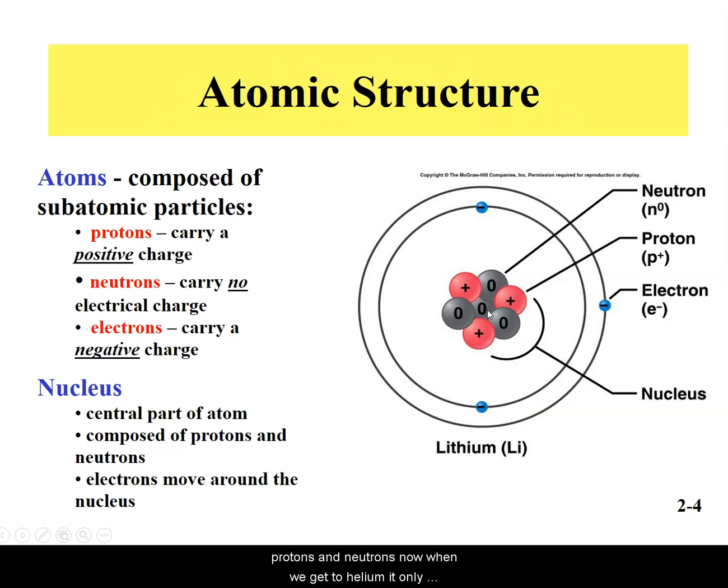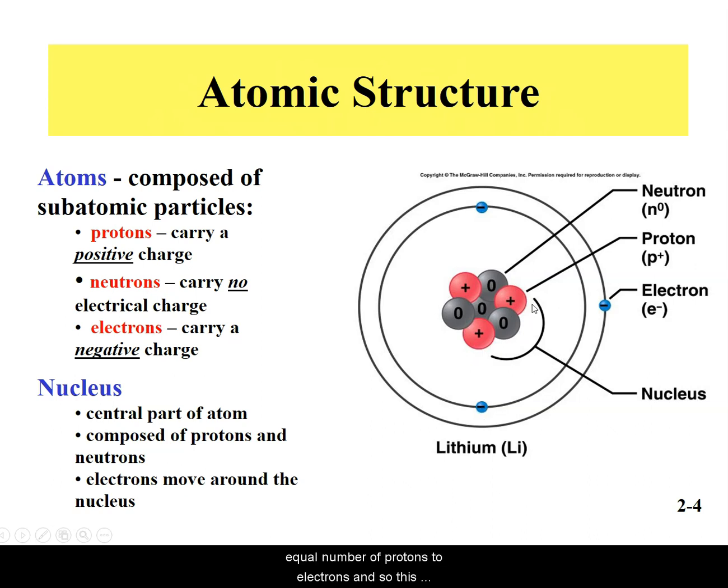Now, when we get to helium, it only has a proton. We'll talk about that later. Okay, so in the nucleus, protons and neutrons. In an orbit or energy shell, at different energy levels, we have electrons. They carry a negative charge. So for an atom to be neutral, it will have an equal number of positive charges to negative charges. So it would have an equal number of protons to electrons.